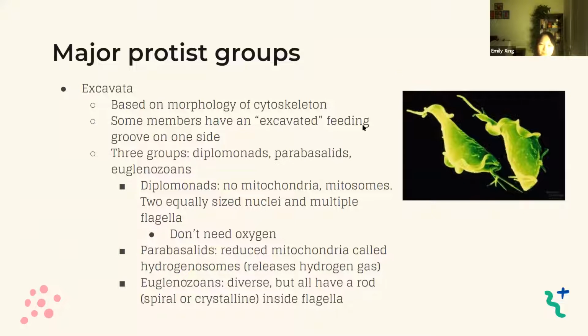I probably should. But yeah, okay, so diplomonads have no mitochondria. Instead, they have these modified things called mitosomes. Something to keep in mind: mitochondria, powerhouse of the cell. It creates energy. When you have these reduced mitochondria, we don't need to go over that. Two equally sized nuclei and multiple flagella are another trait of the diplomonads.